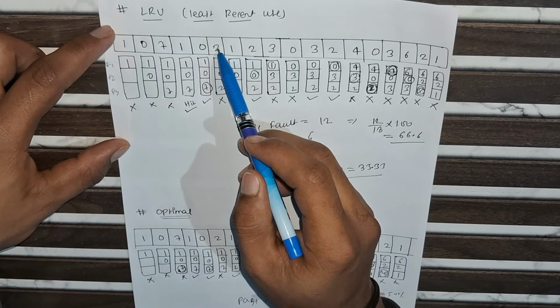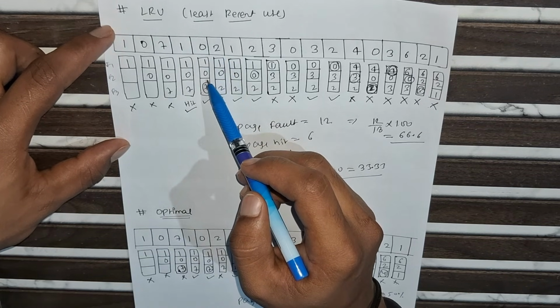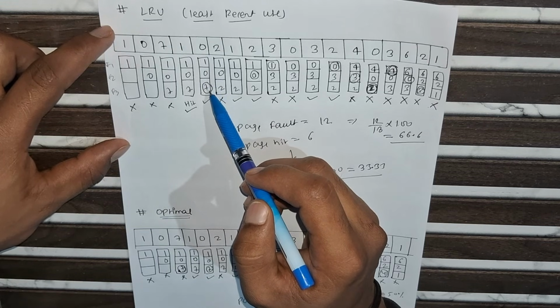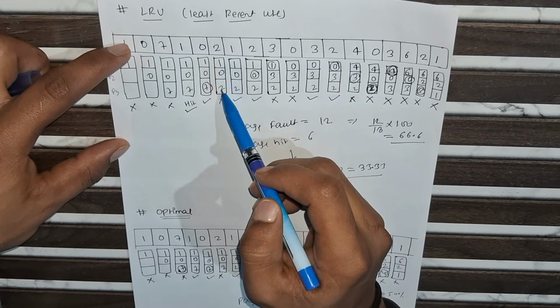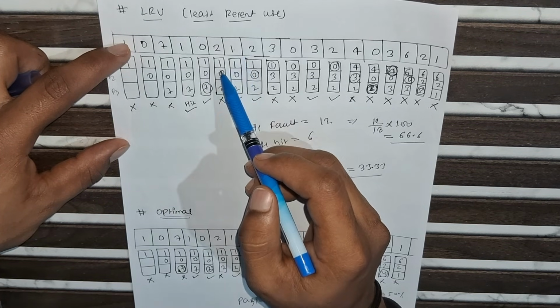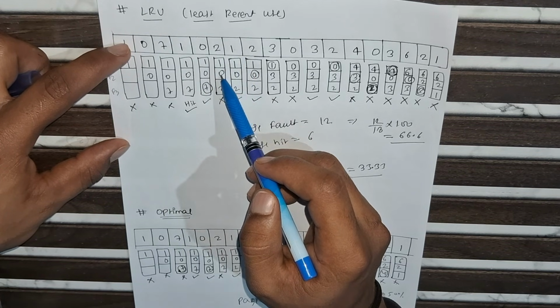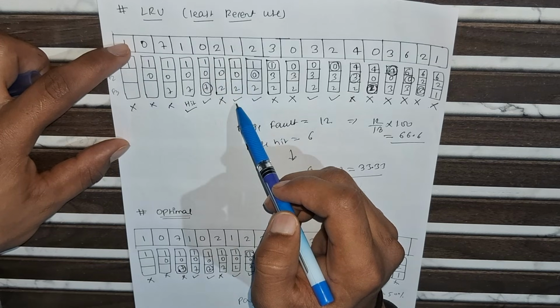But our new string is 2. 2 is not there in the last frame. So what do we have to do? We have to remove the least recently used, which is 7. In place of 7, our new string is there, so it is 1, 0, 2. Our new string is 1. Our last frame has 1, so we write the same, 1, 0, 2. This is nothing but a hit.